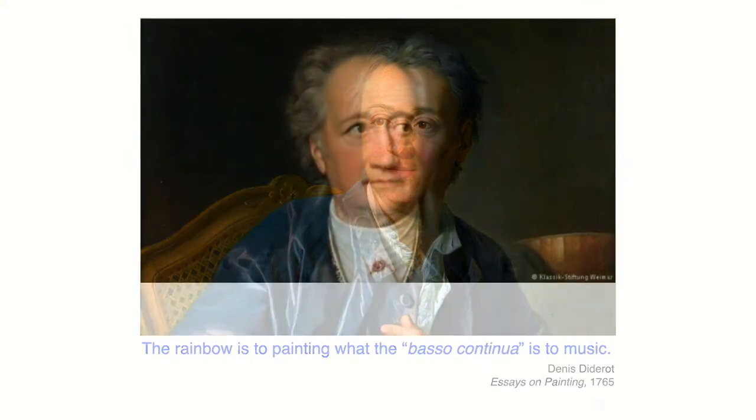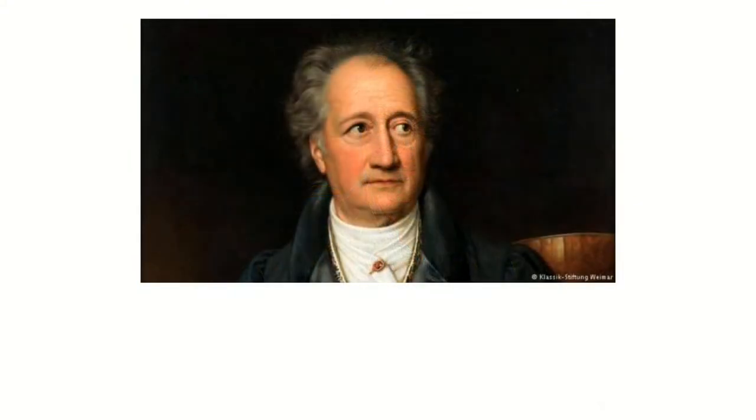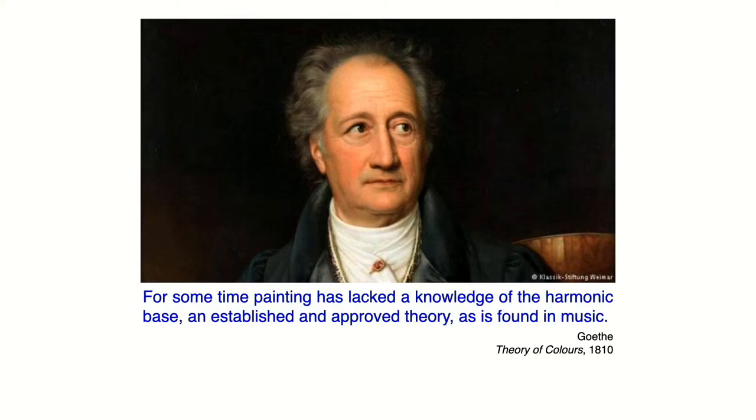Goethe was making the same argument a half century later when he wrote in his Theory of Colors that for some time painting has lacked a knowledge of the harmonic base and established an approved theory as is found in music. As painting's envy of music grew deeper, Castel's big idea continued to pop up from time to time.